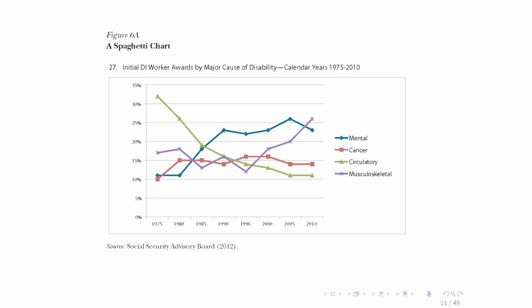So what's good and bad about this one? There is a title though, so you can sort of see it says initial DI worker awards by major cause of disability. So we can infer that 32% say circulatory problem, and in 1975, 10% was cancer.